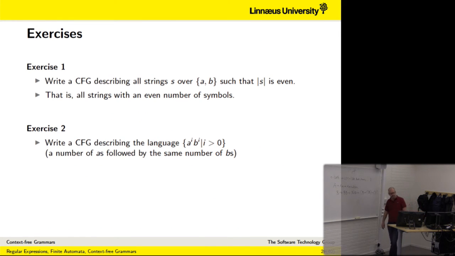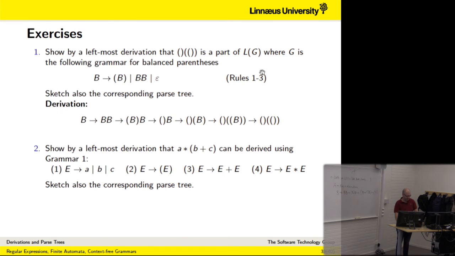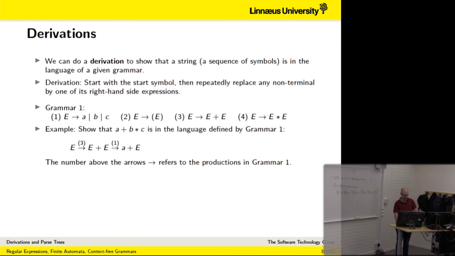So, a few more exercises for you. Based on the success of my previous exercises, I am not that optimistic in this case. But anyway, write the context-free grammar describing all strings over A, B such that we have an even number of symbols. No? Oops.